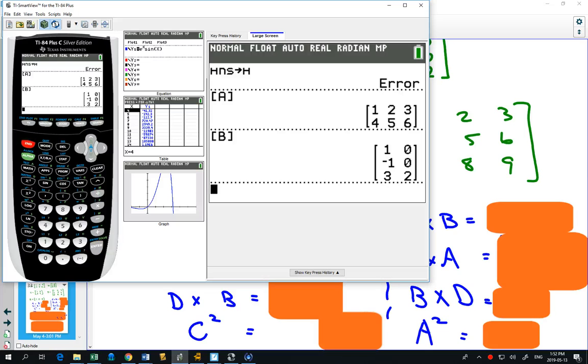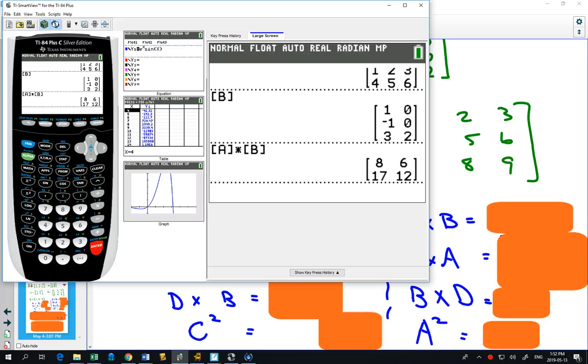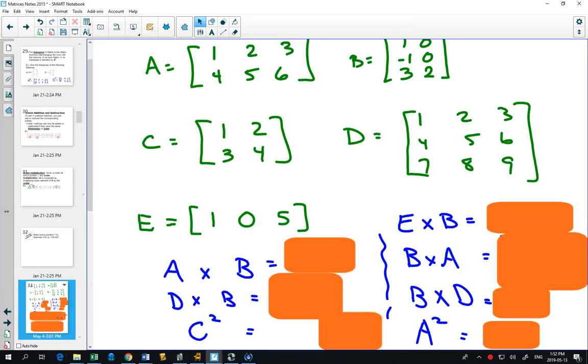Once you have them all typed in, you go back to your calculator, and if you wanted to do A times B, you can go second matrix, choose A, then go times second matrix, and choose B. And if we do A times B, we get 8, 6, 17, 12. So write that down, because later I'm going to get you to do your times table, so this shouldn't be too hard. Look at A, look at B. If you multiply them, does the answer that we get make sense? How do we get that answer?